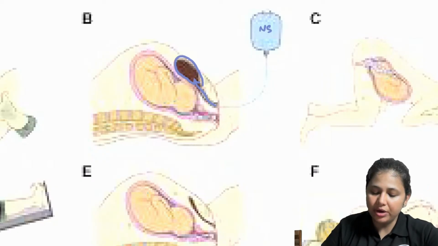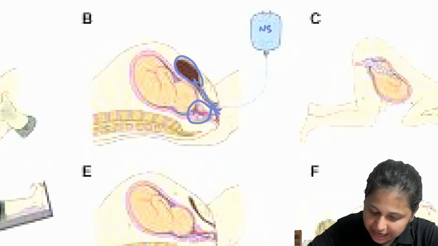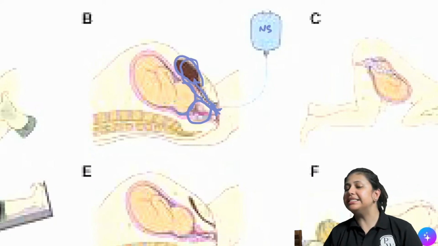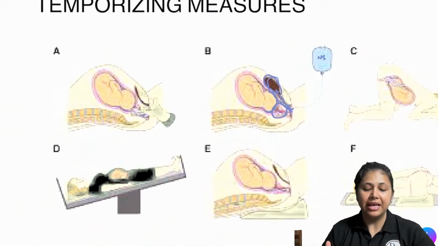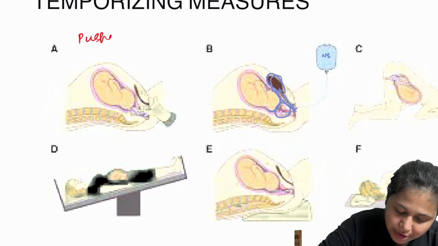When we filled the bladder retrograde, the head was over here, the bladder was over here, the bladder lifted the head up and the head is now over here. So the cord is not getting compressed. So the cord is not getting compressed, right? So the first thing that she did was she pushed up the presenting part.